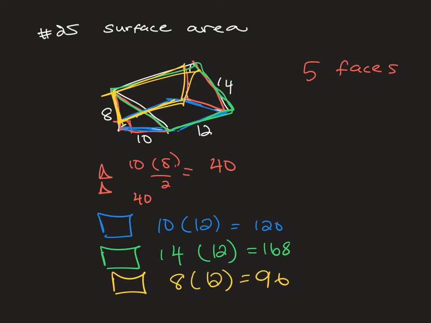So now to get my total surface area, I'm going to add 40, 40, 120, 168, and 96. And when I add all that together, I'm going to get 464 for the final surface area.